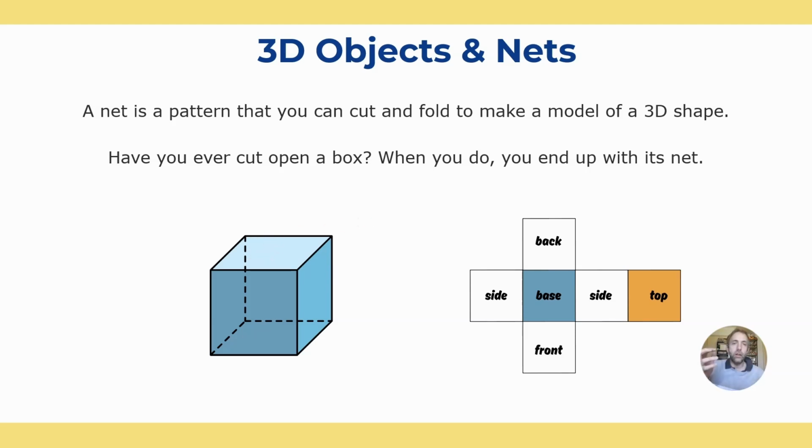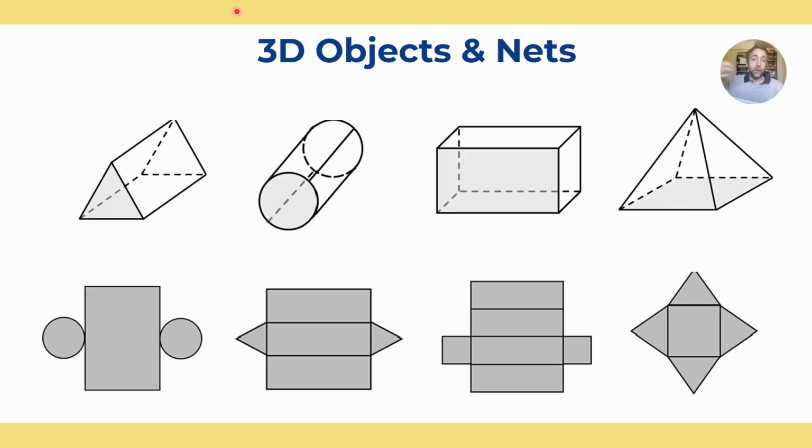But try and imagine what your shape would look like if you unfolded it as if it was made out of cardboard, and that will help you establish what the net is. In the next slide, we're going to try and match some nets together, so let's have a look. So let's start matching these 3D shapes to the nets.